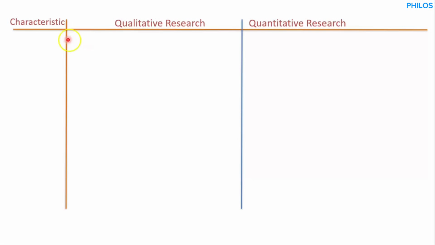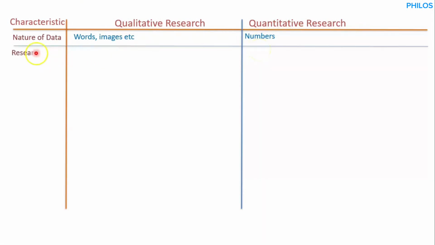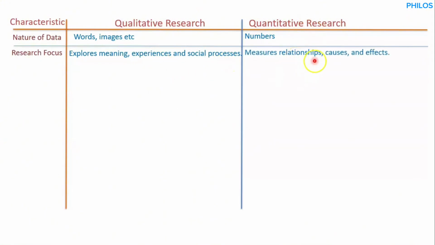Now, the first difference between them, based on the nature of the data, is qualitative research uses words, images, audio recordings, like textual information, you get it. And then quantitative research uses numbers. Okay, then based on the research focus, qualitative research explores meaning, experiences, and social processes. So it's about meaning and experiences, thoughts, okay, emotions, you get it, yeah. But the quantitative research describes, measures relationships, causes and effects.